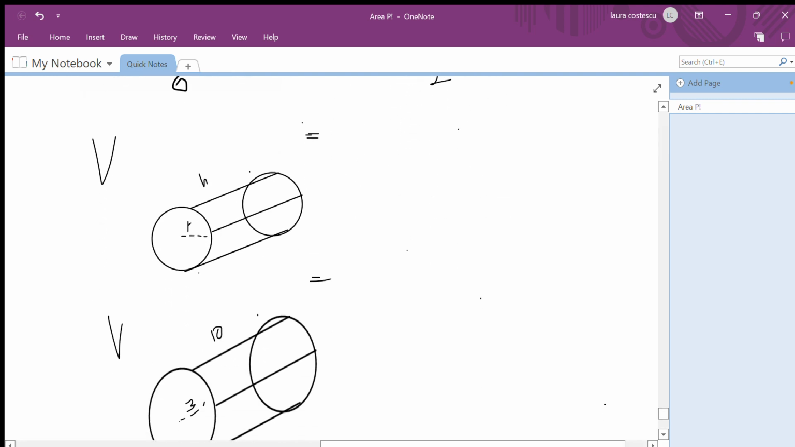But what about a cylinder? This will actually be pretty simple. It's pi r squared, that's the area of a circle, times the height. Now I leave this to you. You have to solve it.